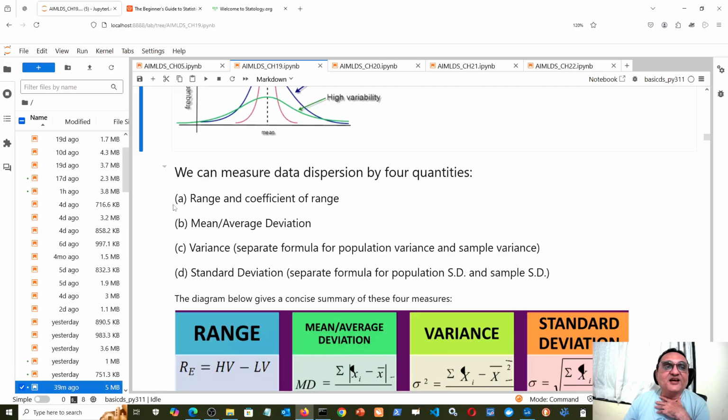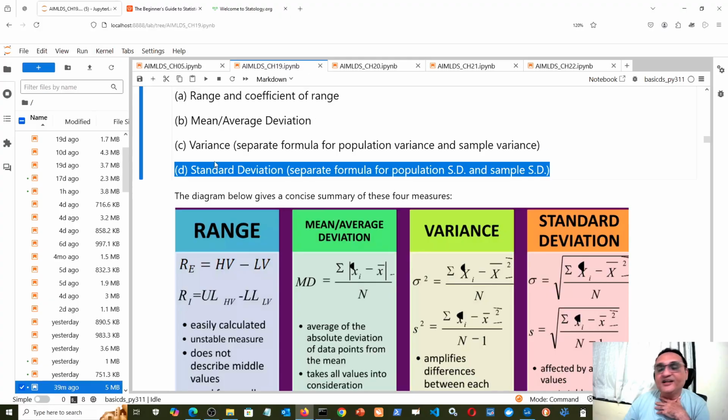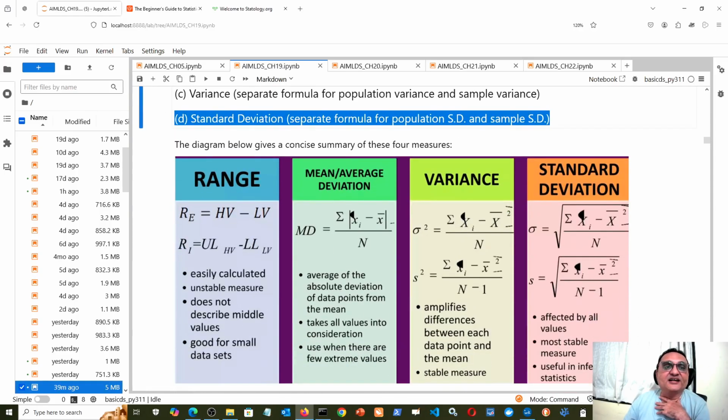So for that we do this four: range and coefficient of range, mean or average deviation, variance, and standard deviation. Again, we had already done all of them in this fifth chapter. So let us quickly go through this. Range is the simplest thing, the highest value in the data minus the lowest value.